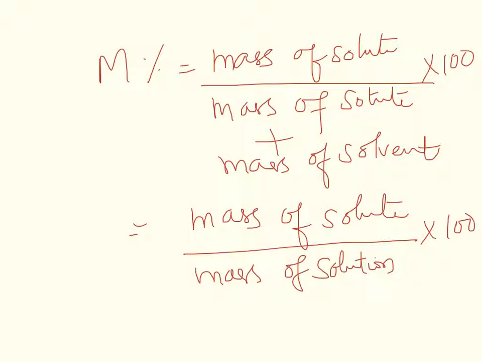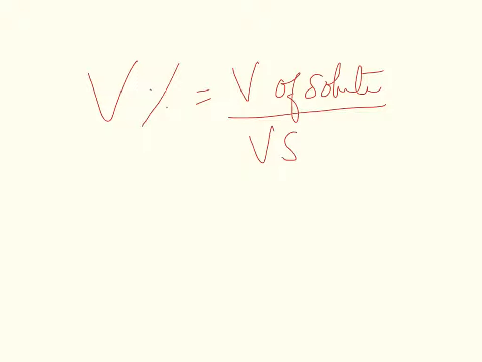You can have a volume percent as well. How do you calculate volume percent? Volume percent is volume of solute divided by volume of solution multiplied by 100. But remember one caution, that the numerator and denominator in volume percent and mass percent should have the same unit.